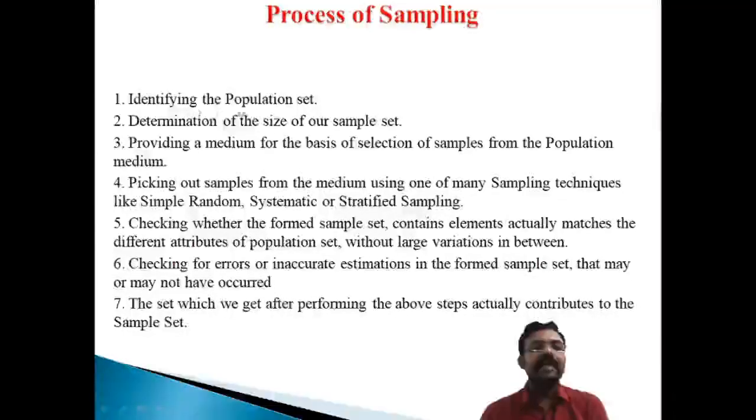Listen, there are basically 7 steps in the process of sampling. The first step is to identify the population. The first important step is that you must identify your population. That means where we are conducting the study, and whether your population is finite or infinite. Suppose you are conducting a study in India. India is your population, so the people living in India are your population. Suppose you are conducting a study related to doctors, then doctors are your population. So you must identify the population for your study.